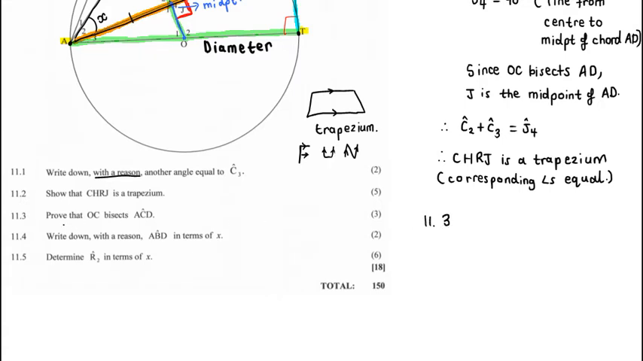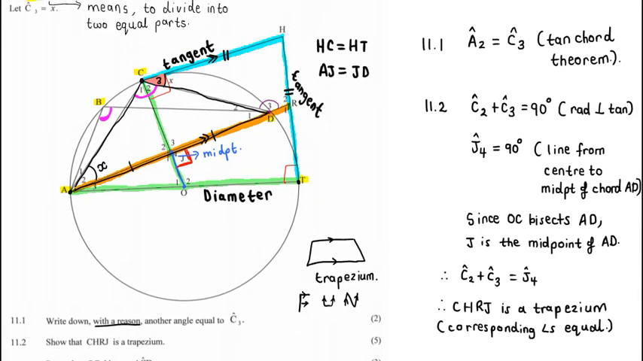11.3 says prove that OC bisects ACD. So we need to go back up and figure out what is ACD. ACD is this angle C1 plus angle C2. So all we need to prove is that angle C1 is equal to angle C2, so that we can prove that OC not only bisects this chord AD, but also bisects the angle ACD. This is actually already proven for us.